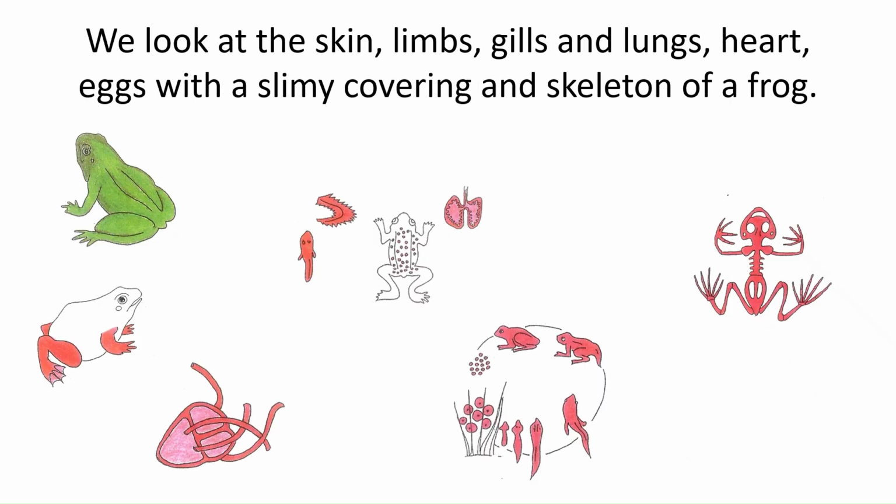In the next picture we have the amphibian. Here it's a frog, and we look at the skin, limbs, gills and lungs, heart, eggs with a slimy covering, and skeleton of the frog. So these will be in 3-part cards.